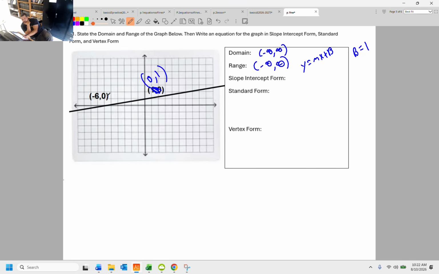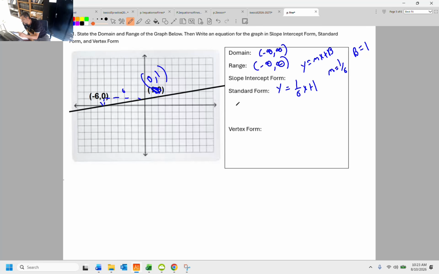We're going from -6, 0 to 0, 1. So we are rising 1 and running 6. We rose 1 and we ran 6. So our slope is 1/6. And then we're just going to feed y equals mx plus b. It's 1/6 of x plus 1. Easy peasy. Moving forward to standard form.